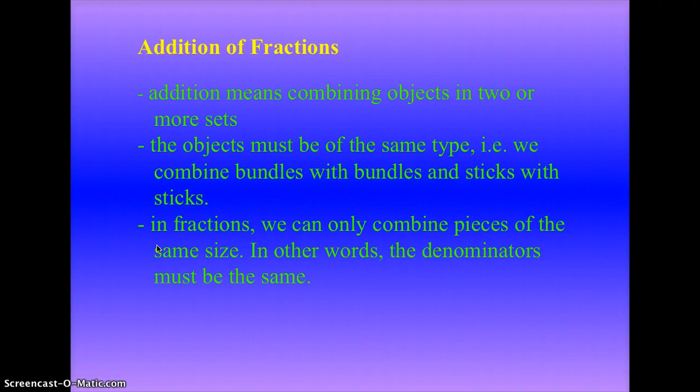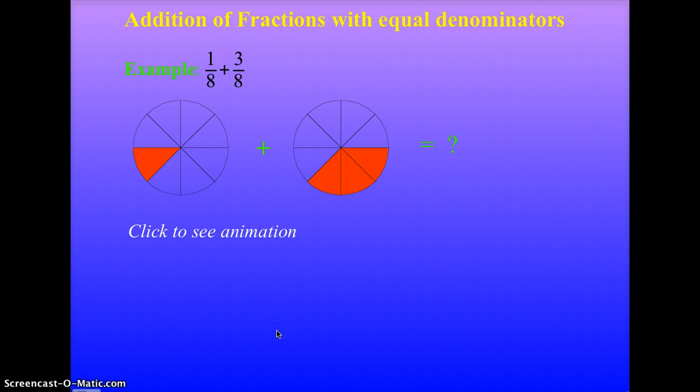So the denominators must be the same, which is why we did lots of practice with equivalent fractions. But we're just going to look at them whenever your denominators are already the same. So here we have 1/8 and 3/8. How many would make a whole would be 8, and how many would make a whole on this one would also be 8.